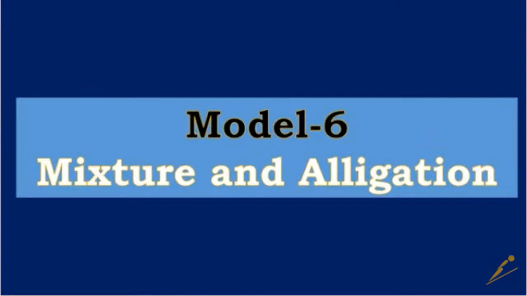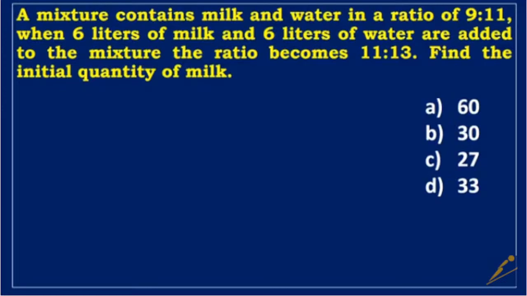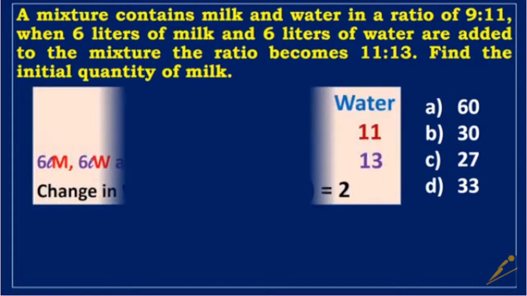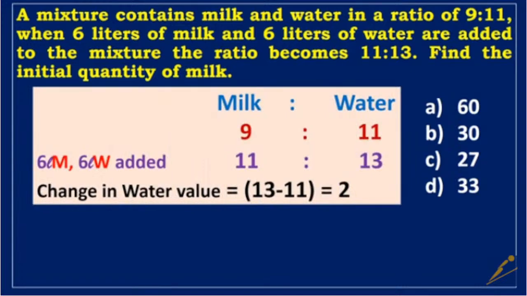Model 6. Mixture and alligation. Example 1. A mixture contains milk and water in a ratio of 9:11. When 6 liters of milk and 6 liters of water are added to the mixture, the ratio becomes 11:13. Find the initial quantity of milk. The initial ratio of milk and water in the mixture is 9:11. When 6 liters of milk and 6 liters of water are added, the new ratio of milk and water in the mixture is 11:13.